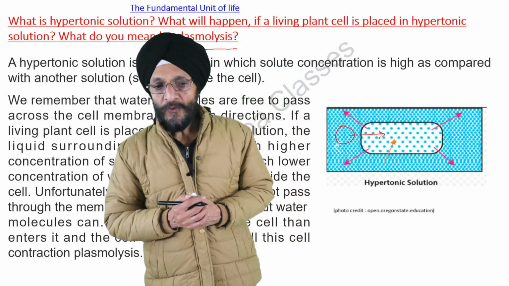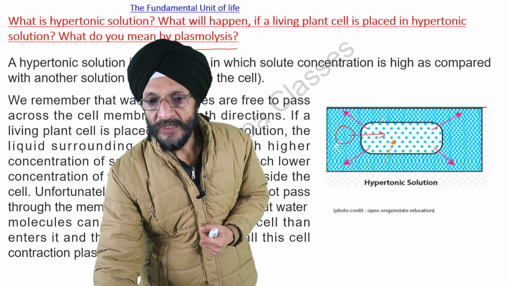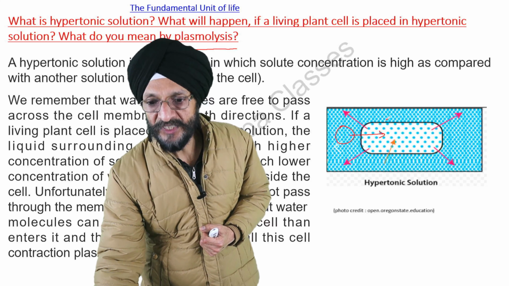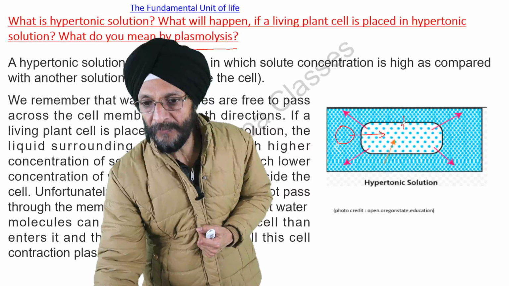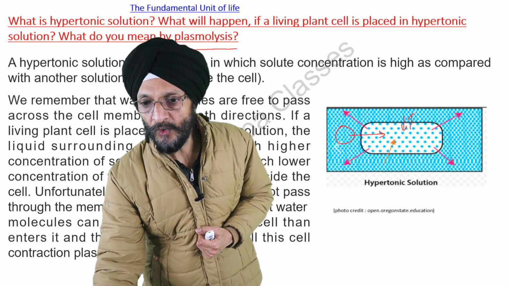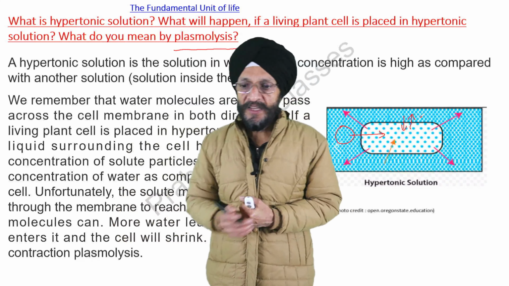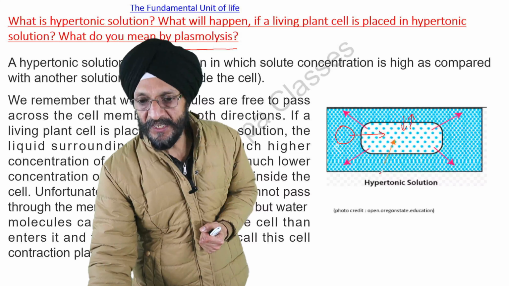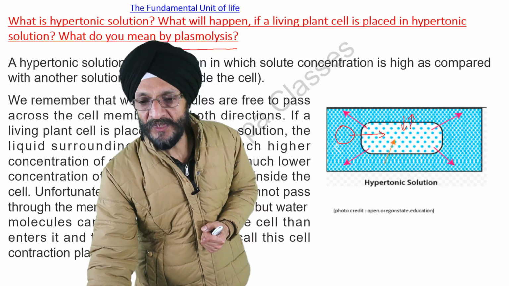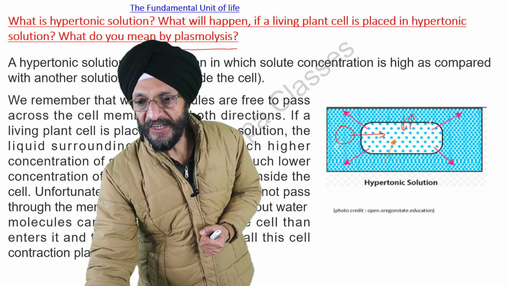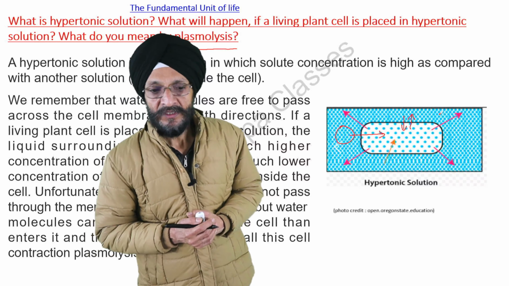All of us know that water molecules are free to pass through the cell membrane in both directions. That is, water molecules can come in and go out of the cell membrane. If a living plant cell is placed in the hypertonic solution, assume that this is the cell and it has been placed in the hypertonic solution, then what will happen?